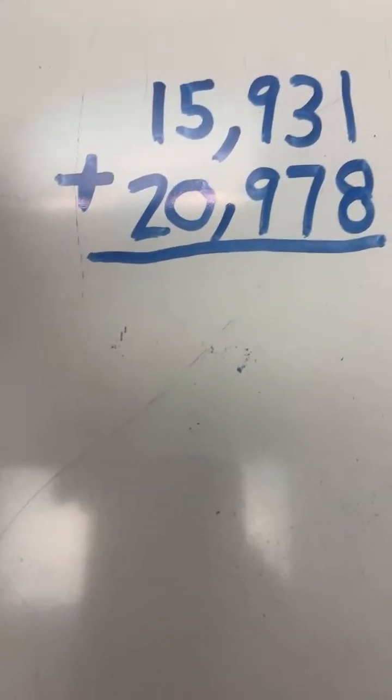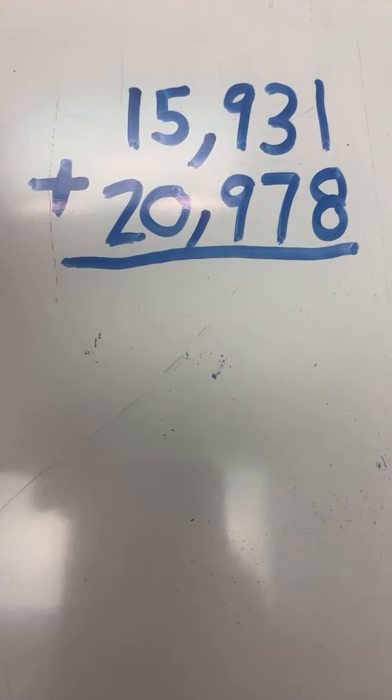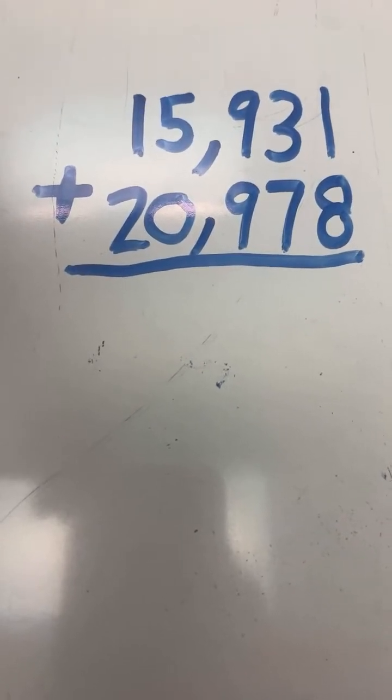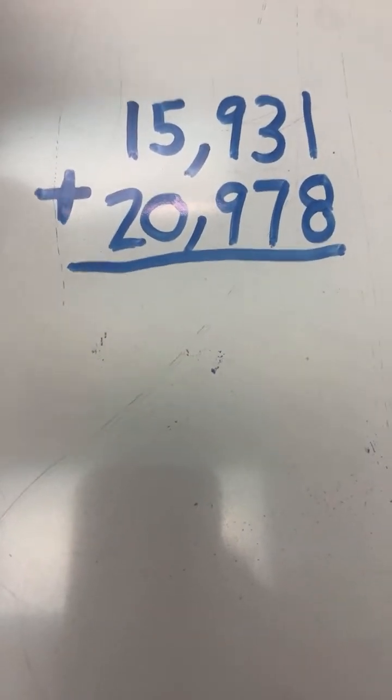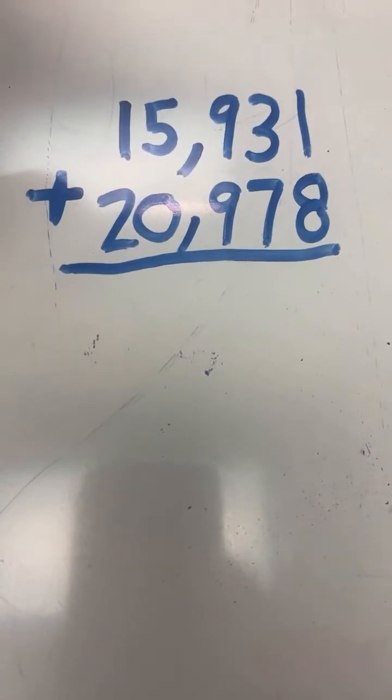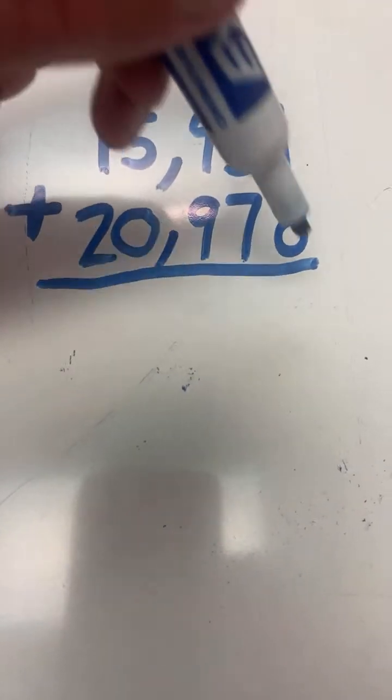So we have our next problem, 15,931 plus 20,978. So we are going to start in the ones place. We always start in the ones place. We always start with the digits all the way to the right. 1 plus 8 equals 9.